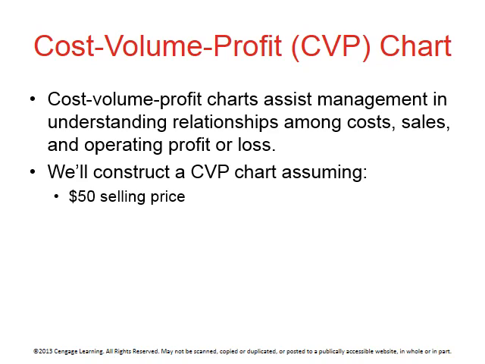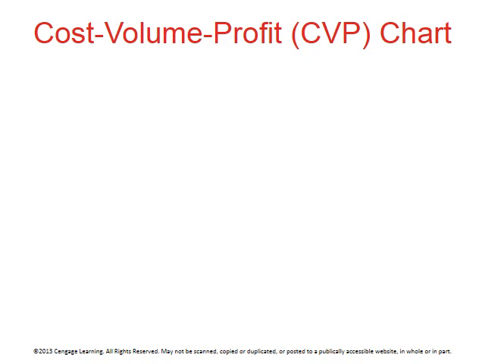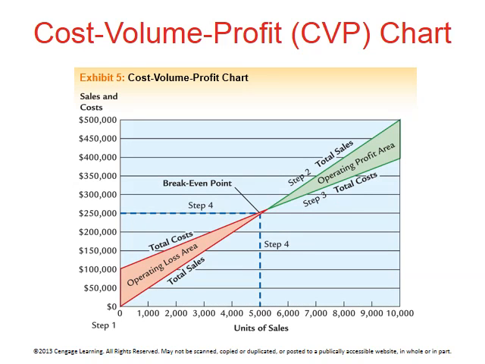We're going to assume a $50 selling price, $30 per unit variable cost, which gives us a $20 per unit contribution margin, $100,000 in fixed cost. And finally, here's the chart. On the x-axis going across, we have units of sales. And then on the y-axis, we have sales and costs.